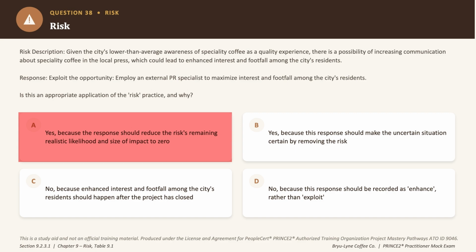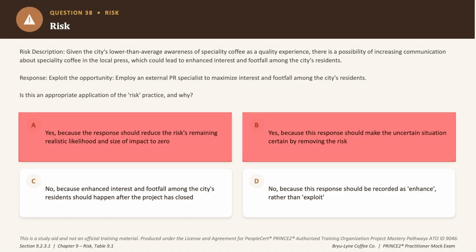Option B says yes because it makes the situation certain by removing the risk, but think about it, employing a PR specialist doesn't guarantee increased footfall, okay? It only improves the odds, as simple as that. So that is why an incorrect answer choice as well.